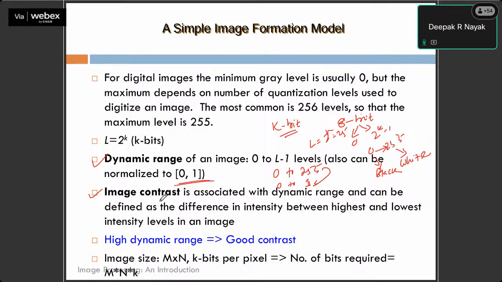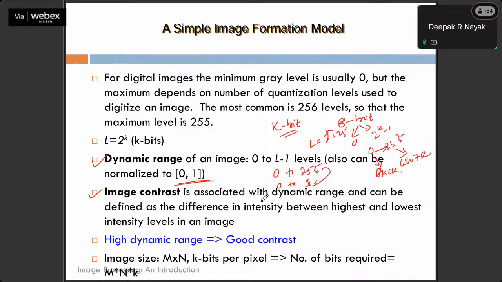Contrast is a very important term to understand here. Contrast is associated with the dynamic range. How can we define image contrast? It is nothing but the difference in intensity between the highest and the lowest intensity levels in an image.